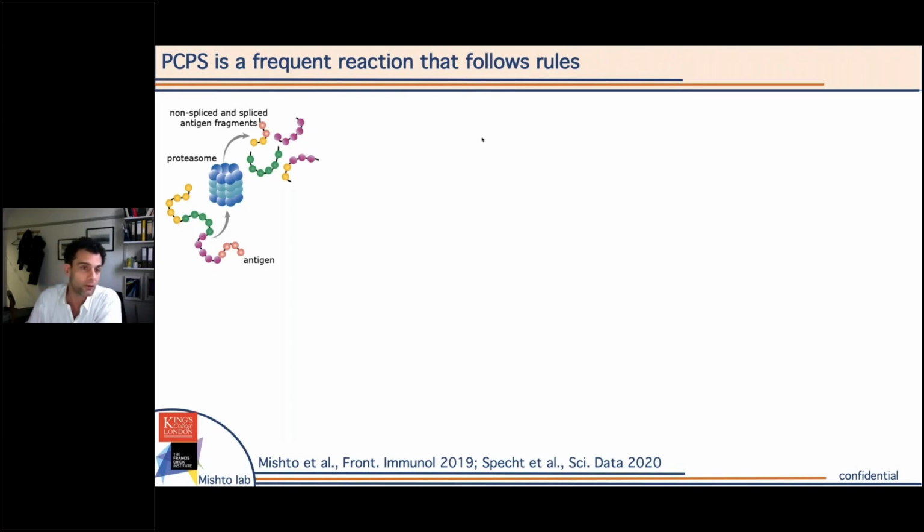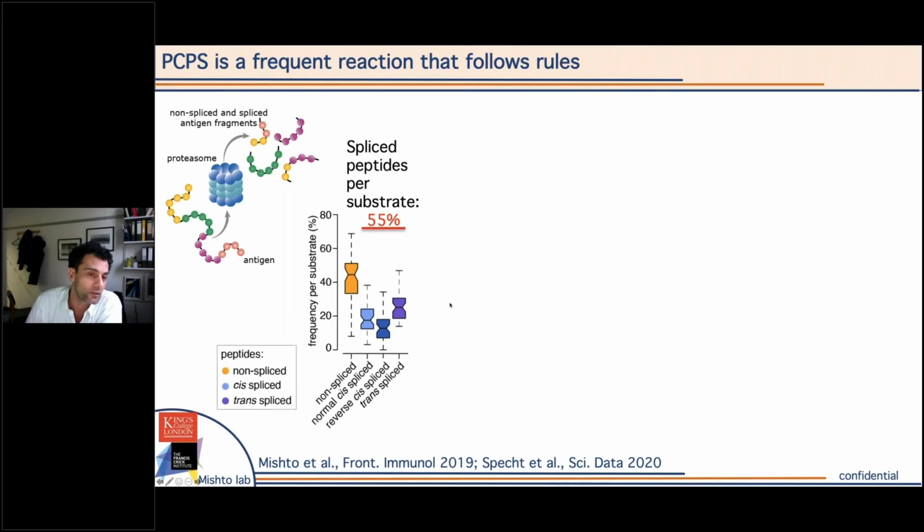Last year, we published what is at the moment the largest database of products generated by proteasome in vitro digestion. We have synthetic polypeptides derived from antigens that are digested by purified proteasomes, and then the products are detected and in some cases quantified by mass spectrometry. In a pool of over 50 substrates, we identified a number of spliced peptides that is on average superior to the number of non-spliced peptides. So peptide splicing is a frequent mechanism, it's not an exotic activity of the proteasome.